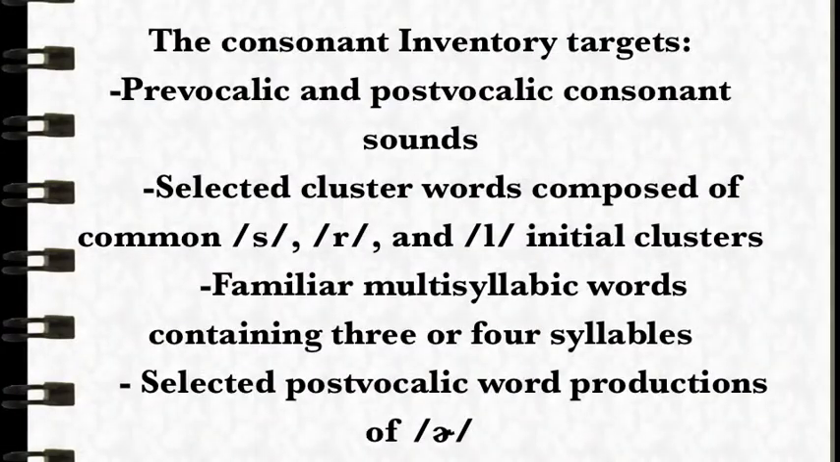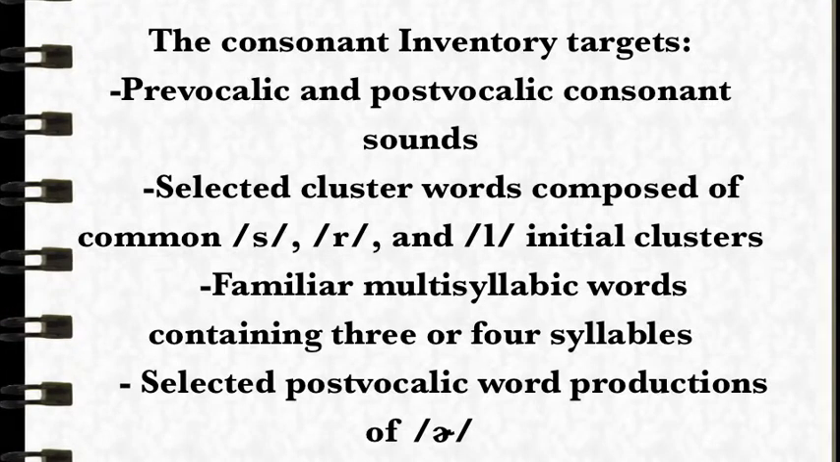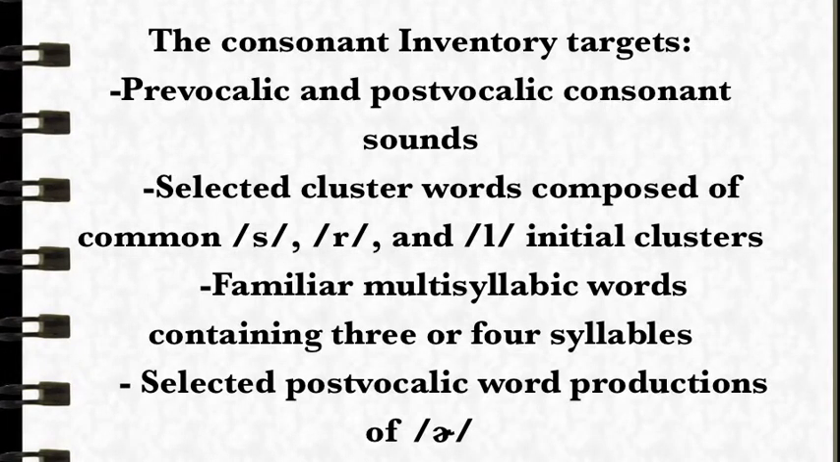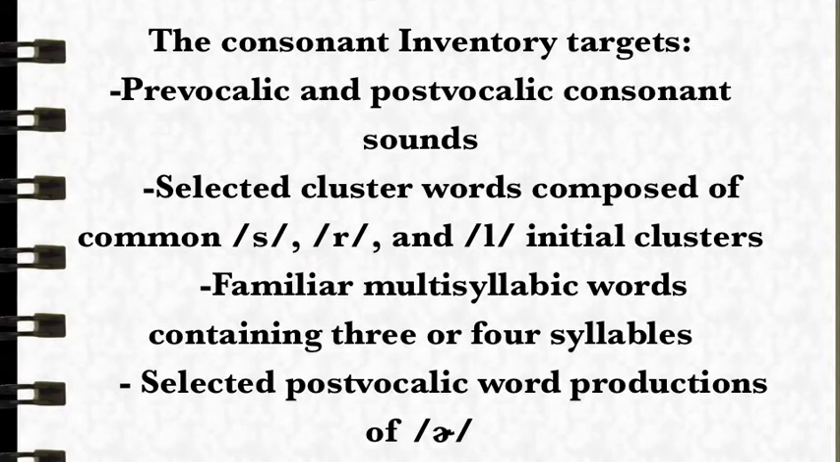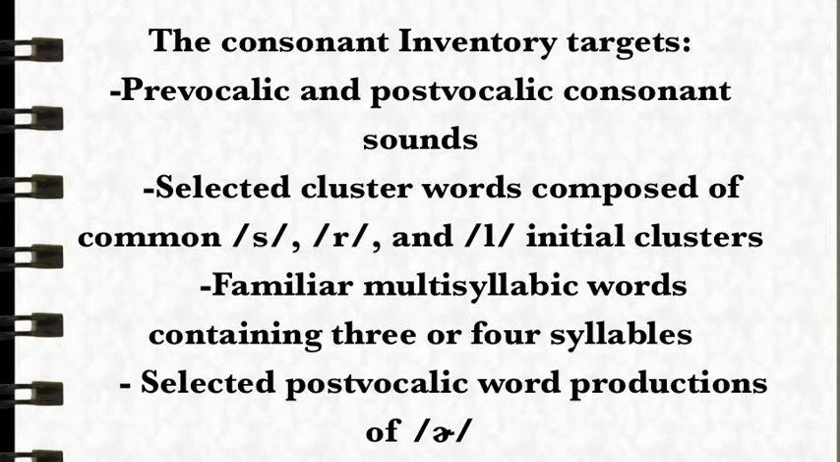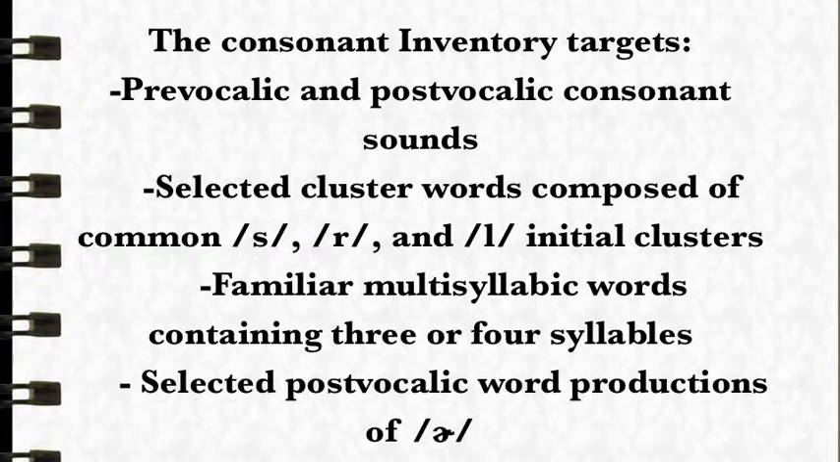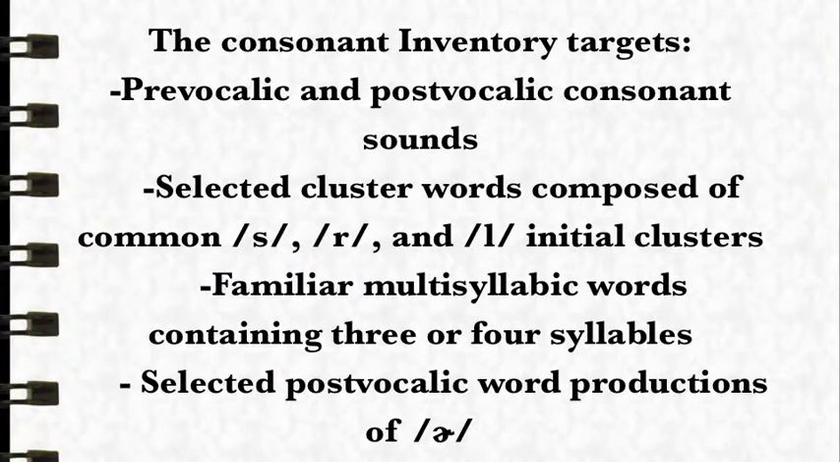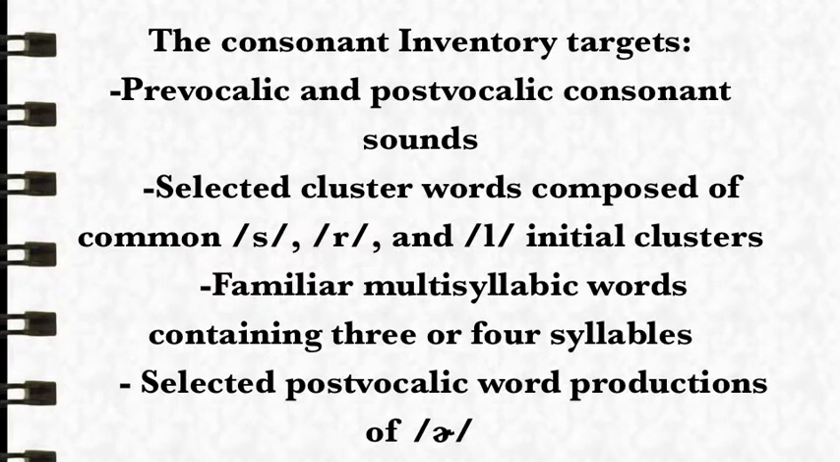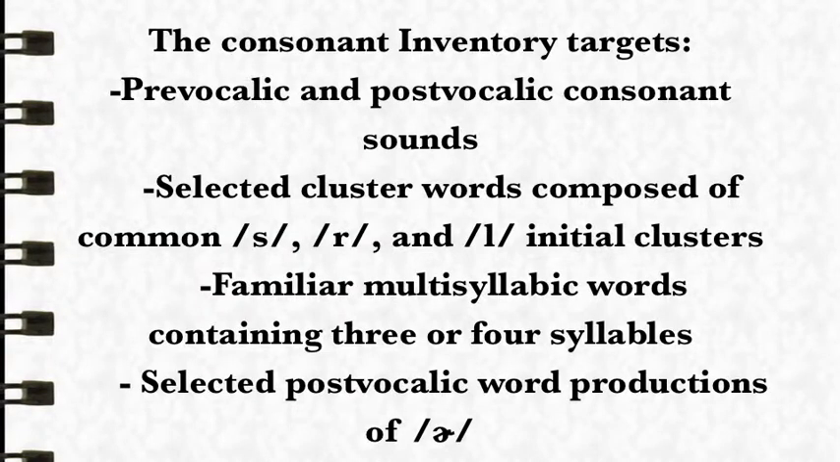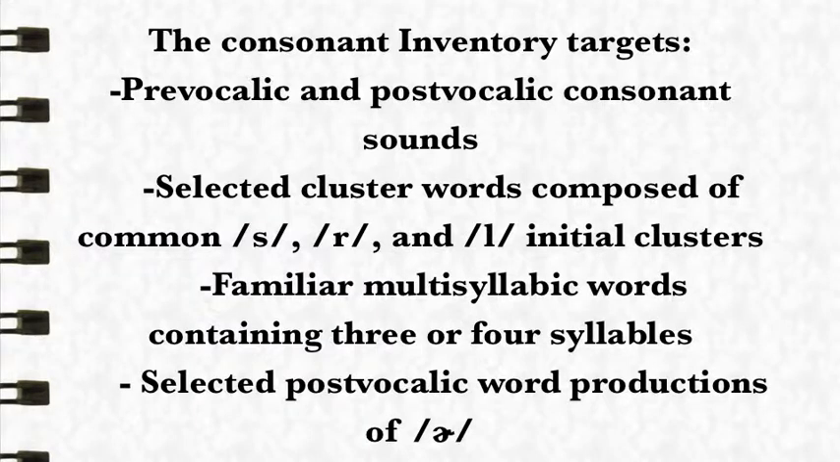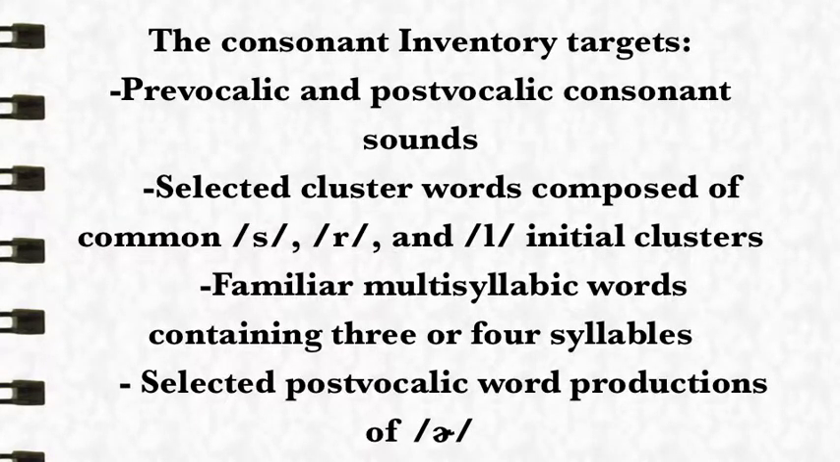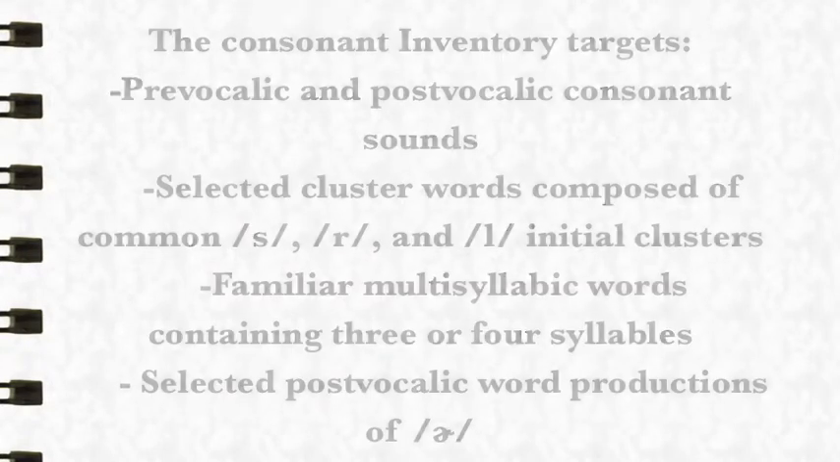The consonant inventory consists of 44 words. There are 27 simple words, 8 cluster and blend words, and 9 syllable words. The consonant sounds are assessed multiple times in various positions in the 44 words, for a total of 97 test items. The consonant inventory targets prevocalic and postvocalic sounds, selected cluster words composed of common sounds, familiar multisyllabic words containing 3 or 4 syllables, and selected postvocalic word productions.